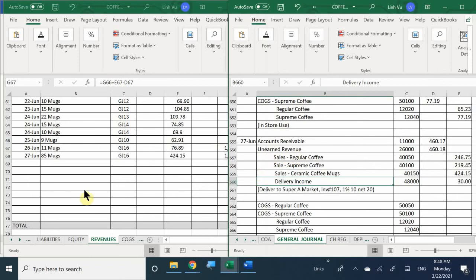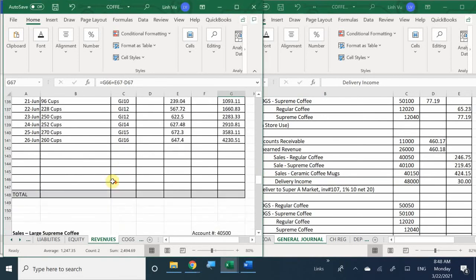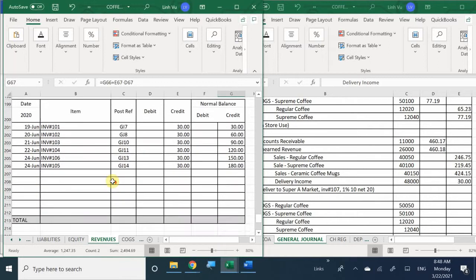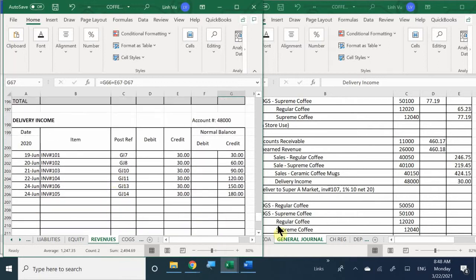Okay. And delivery charges. 30. Here we go. Delivery income. 627, invoice number 107, General Journal 16 for $30. So what's my new ending balance? 210. Oh, whoops. Okay.